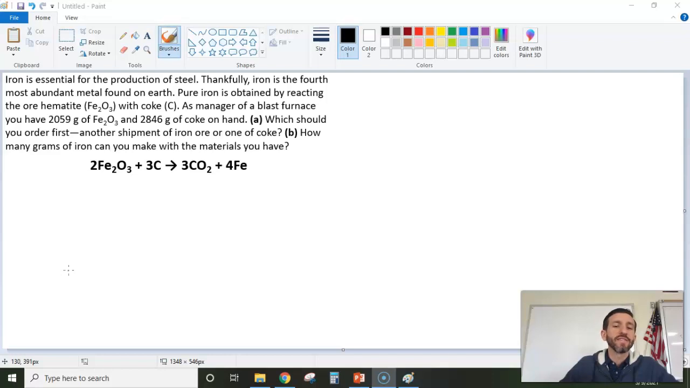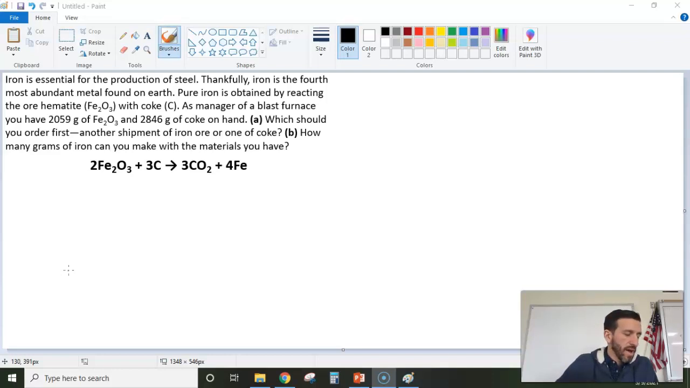So our first task here is to figure out which should I order first. Should I order another shipment of the ore or another shipment of coke? Well, what we're really looking for there is what's the limiting reactant? What are we going to run out of first, right? Because the one that we run out of first is our limiting reactant, the one that we have to order first.